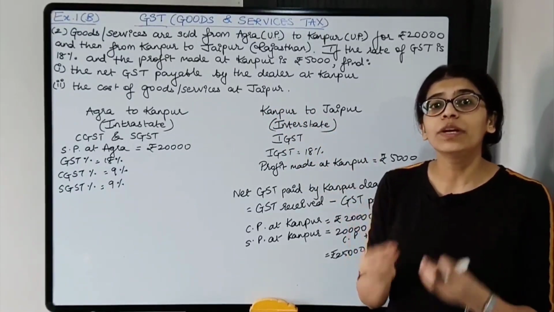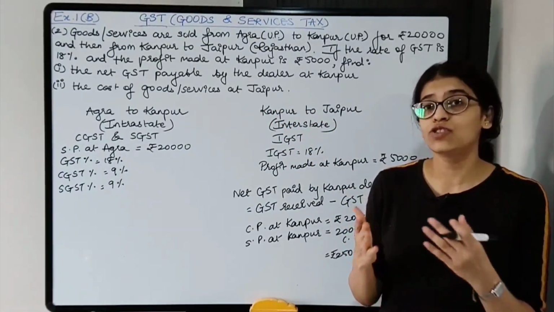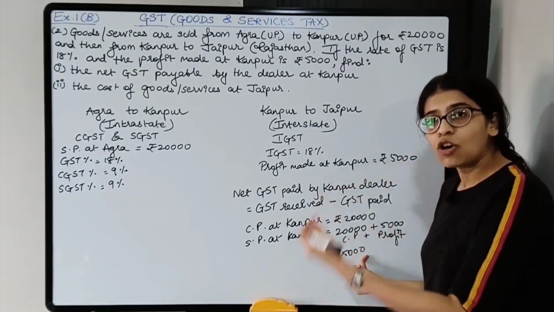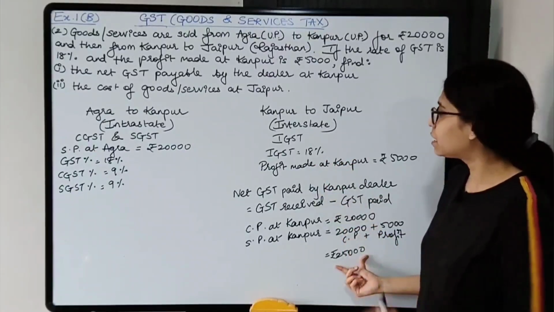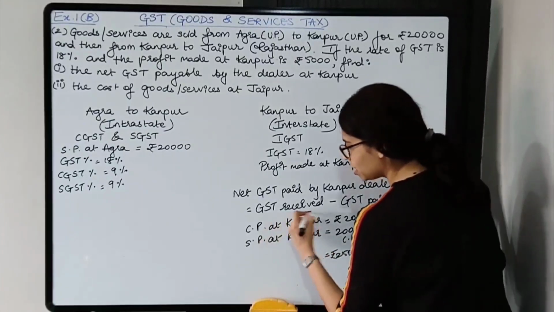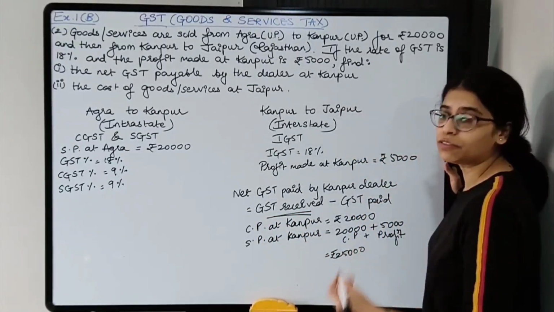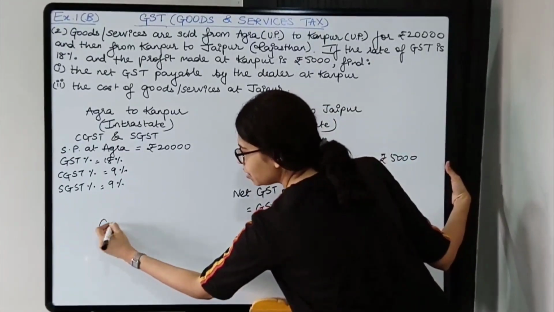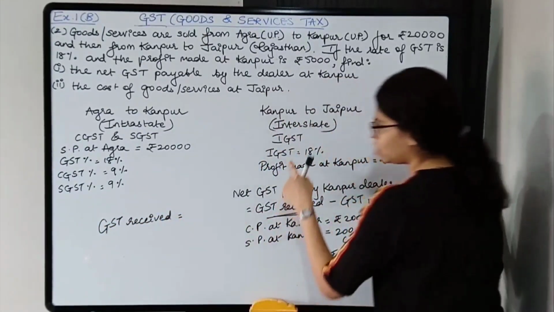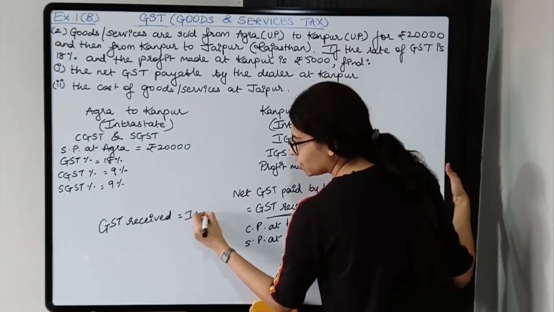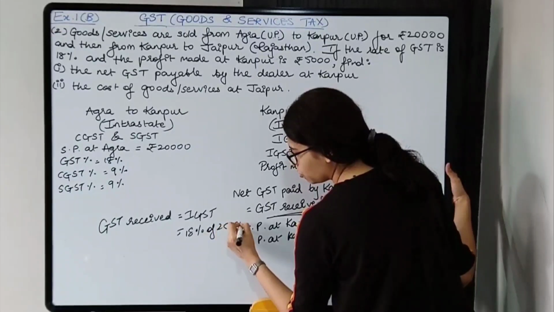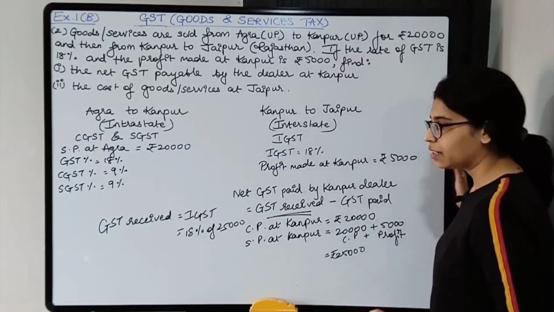So how much GST will Kanpur receive? It will be 18% on 25,000. Okay, it is 18%. So we need to find GST received, which is 18% on 25,000. So GST received will be IGST, right? It will be IGST. So it will be 18% of 25,000 rupees. That much he will charge, right?